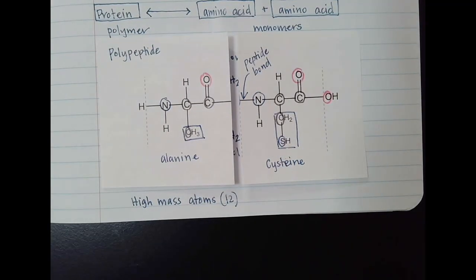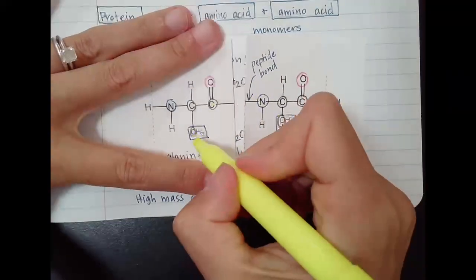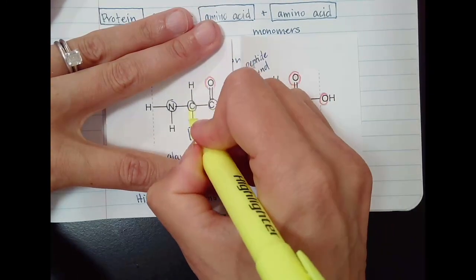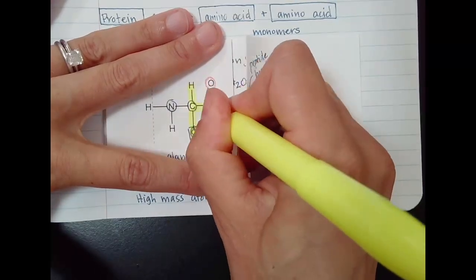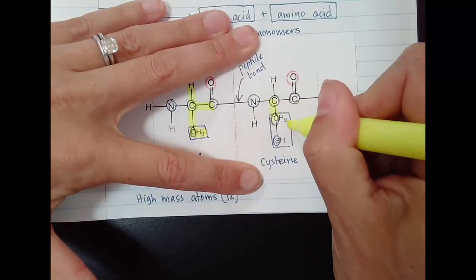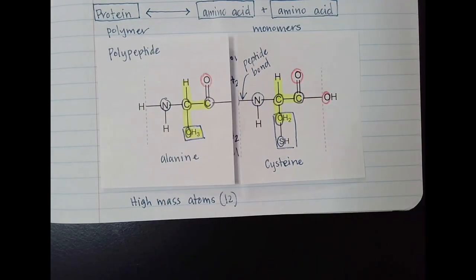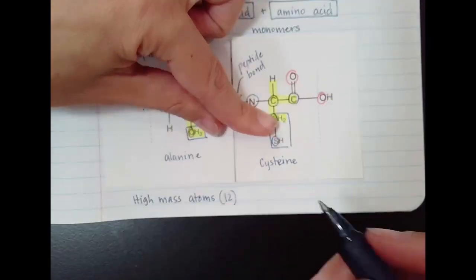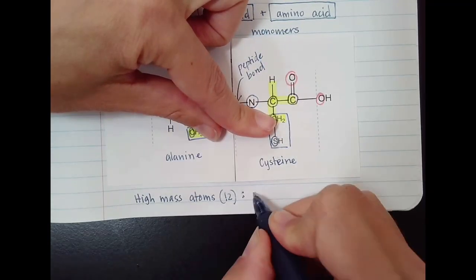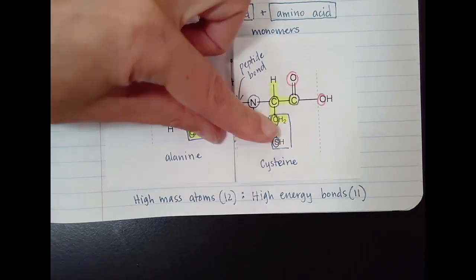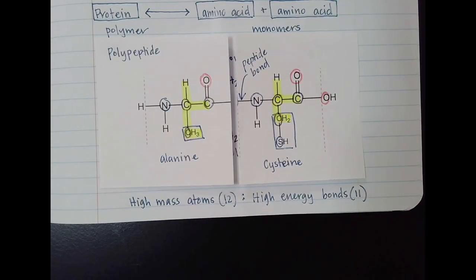Now let's look at those high energy bonds. Here, there are 3, because there are 3 hydrogens. So I've got 3, 4, 5, 6. Here there are 2. And so in total, I have 11 high energy bonds. This is still about a ratio of 1 to 1. So my proteins are going to have about 1 high energy bond for every high mass atom.